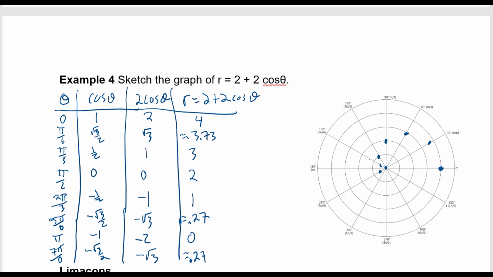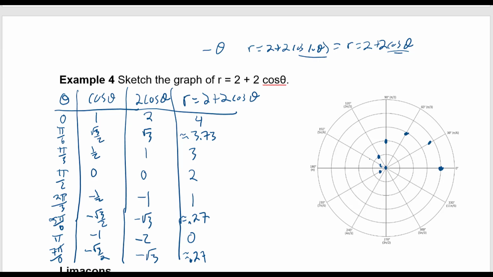So this does have some kind of symmetry. So let me just test the symmetry. What do we have? If I put in negative theta, r equals 2 plus 2 cosine of negative theta. Isn't that going to be the same thing as r equals 2 plus 2 cosine of theta? Because cosine of negative theta is the same as cosine theta. So it's going to be symmetric with respect to this axis.